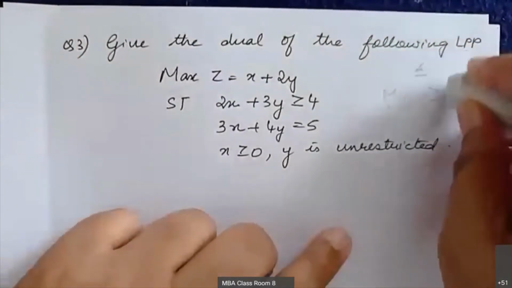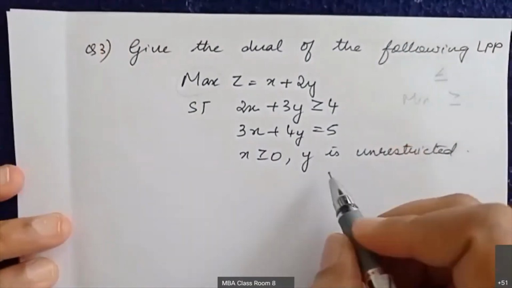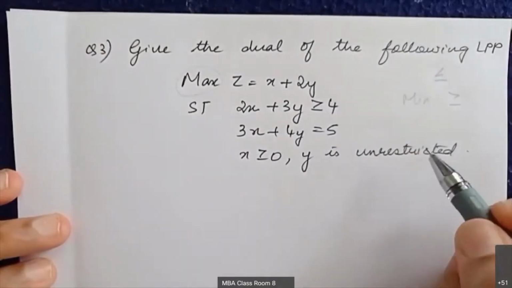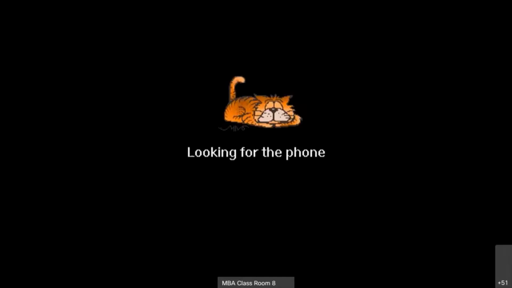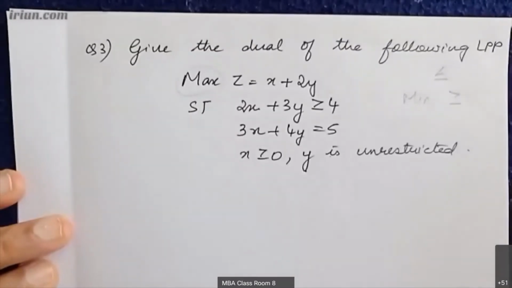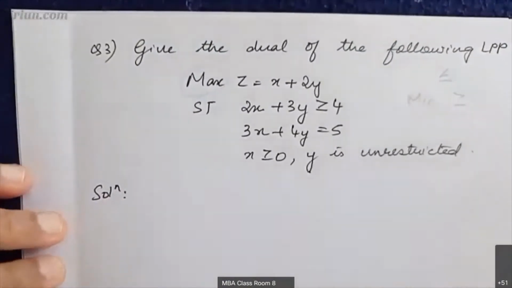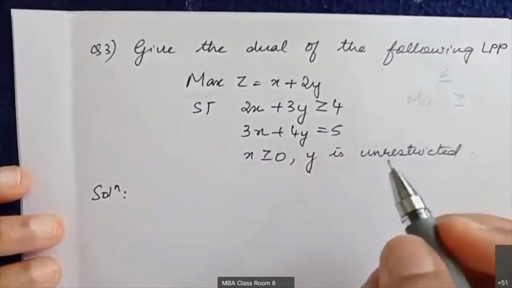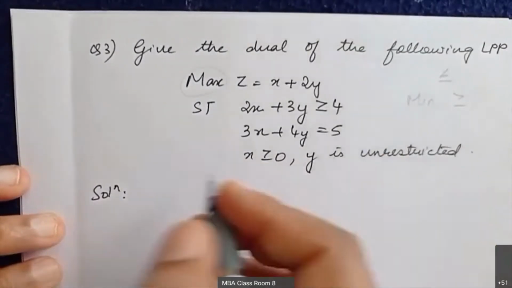That is called the canonical form. And one more thing we have to take care of over here is that they are telling us y is unrestricted. When y is unrestricted, then we have to write y is equal to y dash minus y double dash. Solution. Over here, first of all, you have to check for y. They are telling us it is unrestricted. So just change y to y dash minus y double dash first of all.